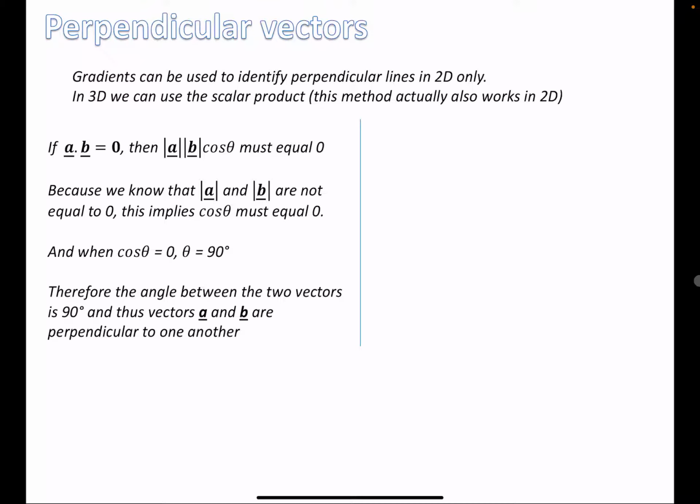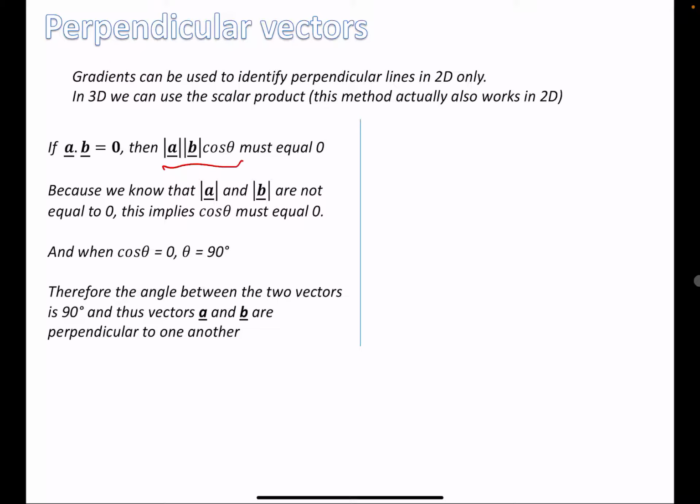So if a dot b equals 0, then it tells us that the magnitude of a times the magnitude of b times the cosine of the angle between them must equal 0. Okay, that's just going by the formula. A dot b equals that, so if a dot b equals 0, then that must also equal 0. Because we know that the magnitude of a and the magnitude of b are not equal to 0 (if they were, they wouldn't be vectors in the first place), it implies that cos theta must be the bit that equals 0.